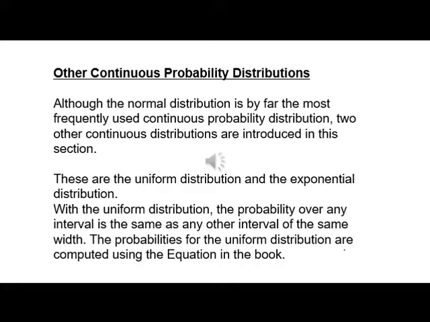With the uniform distribution, the probability over any interval is the same as any other interval of the same width. The probabilities for the uniform distribution are computed using the equation in the book.